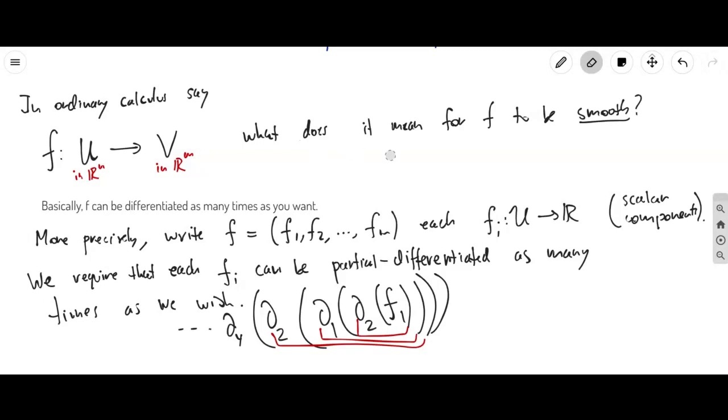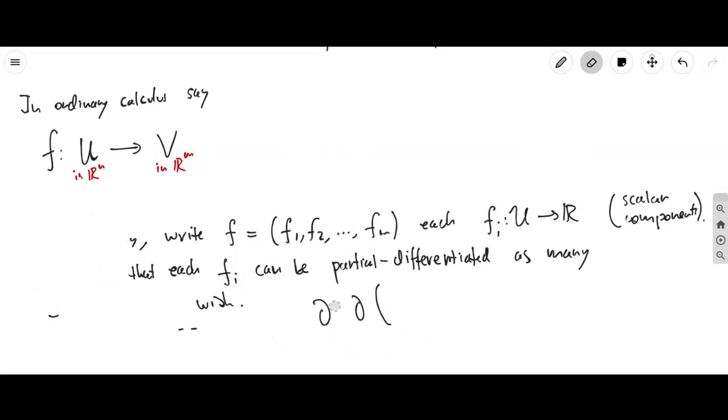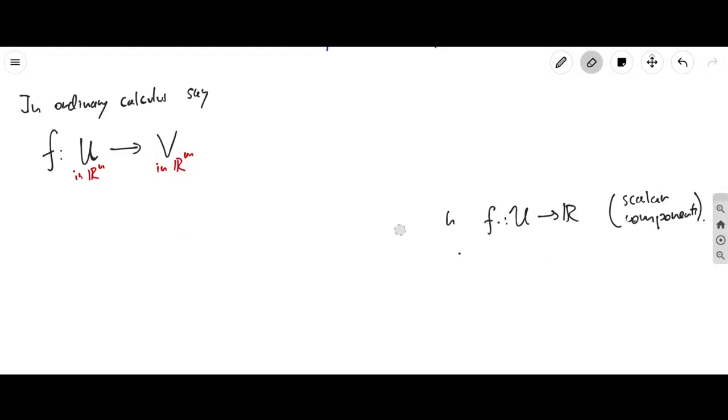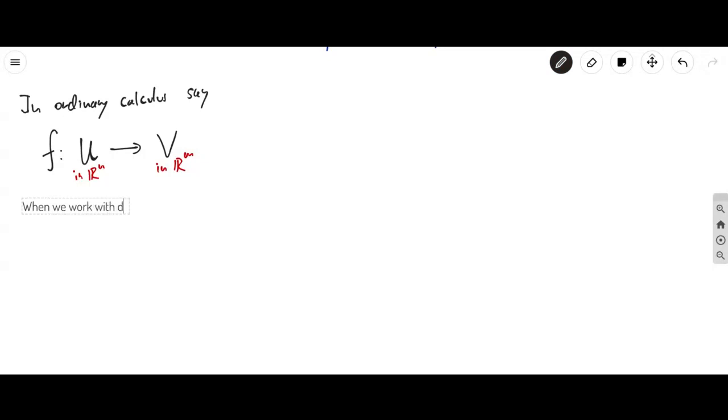And let me just maybe finish with a small observation. So that's what it means to be smooth in the ordinary Euclidean sense when you're living in Euclidean spaces. Maybe you've wondered this: why do we use open sets when we talk about differentiation? So when we differentiate, why do we work on open sets? When we work with derivatives, our functions need to be defined on open sets.